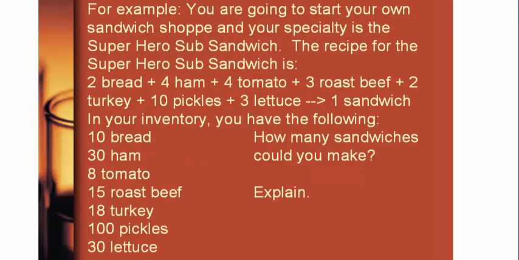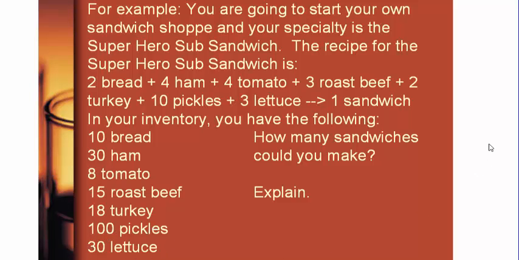So for example, if you're going to start your own sandwich shop, notice the fancy French words there for shop. Your specialty is the superhero sub sandwich. So your recipe is this: 2 breads, 4 hams, 4 tomatoes, 3 roast beefs, 2 turkeys, 10 pickles, and 3 lettuce. That gives you 1 sandwich. Now you're a novice, you're new to this. So here's your inventory. You've got 10 bread, 30 ham, 8 tomato, 15 roast beef, 18 turkey, 100 pickles, because they come in big jars, and 30 lettuce.